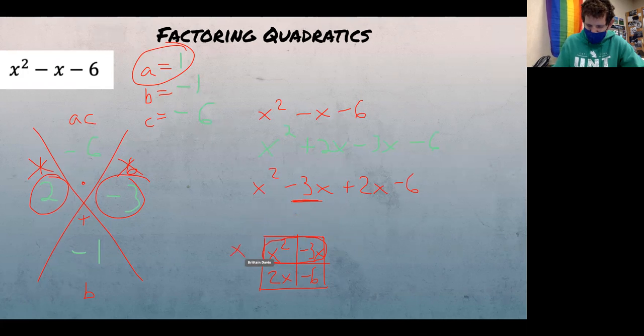What's a common factor between 2x and -6? All right, 2. And what I have here is 2 times x, and then 2 times -3. So in this case, 2 can be pulled out. So let me go ahead and write that down. I've got 2.